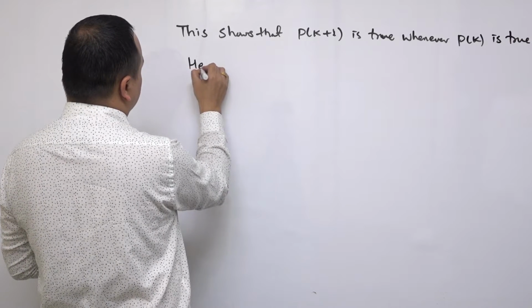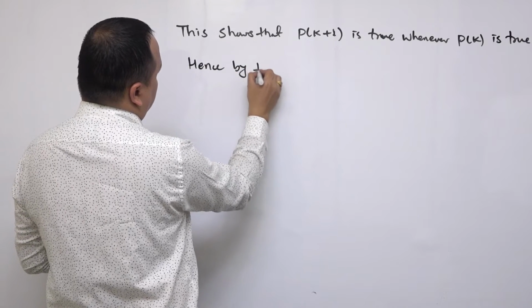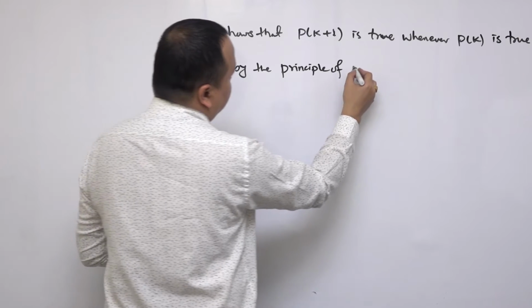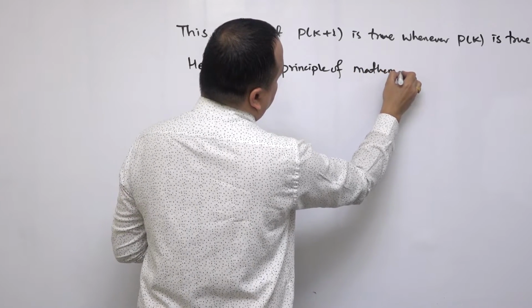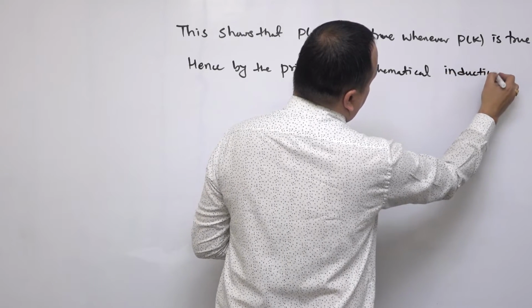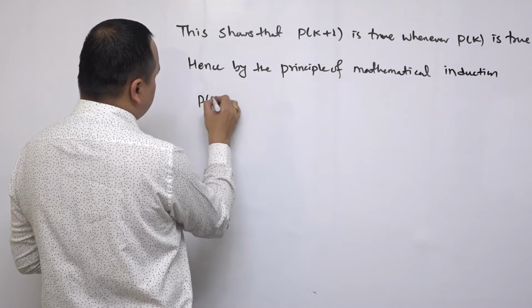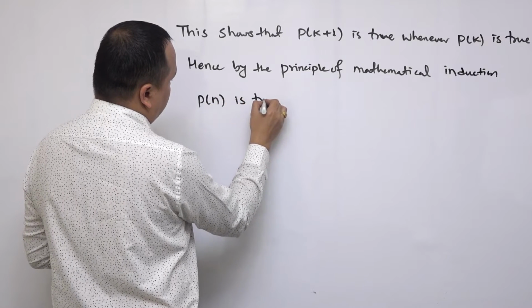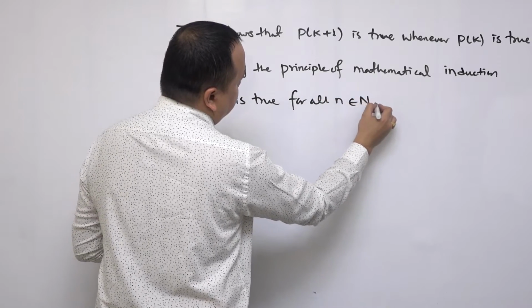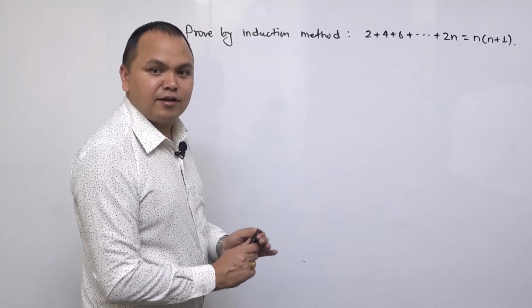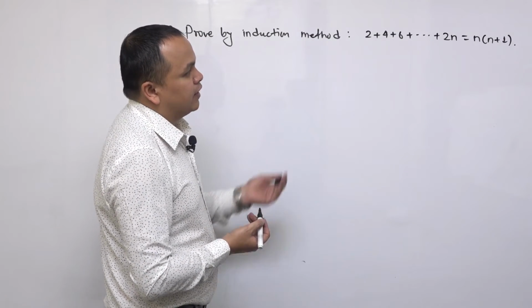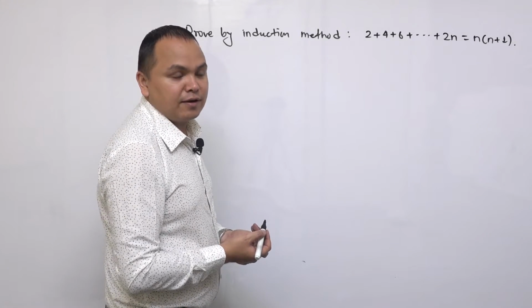Hence, by the principle of mathematical induction, Pn is true for all n belongs to natural number. We take another example. 2 plus 4 plus 6 plus ... plus 2n is equal to n times n plus 1.